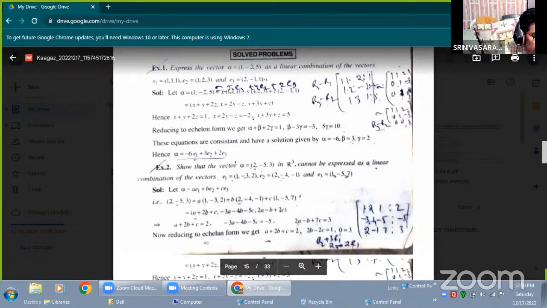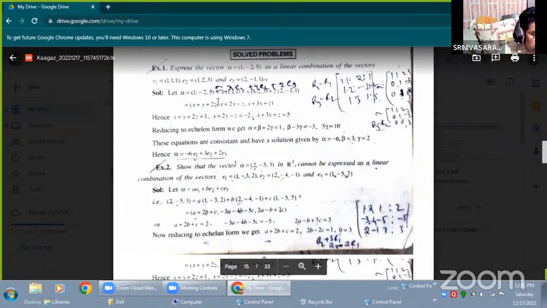What is the linear combination of the vectors? Here alpha equals x E1 plus y E2 plus z E3. This is the linear combination part. You find the values of x, y and z. So already we know that alpha equal to (1, -2, 5).